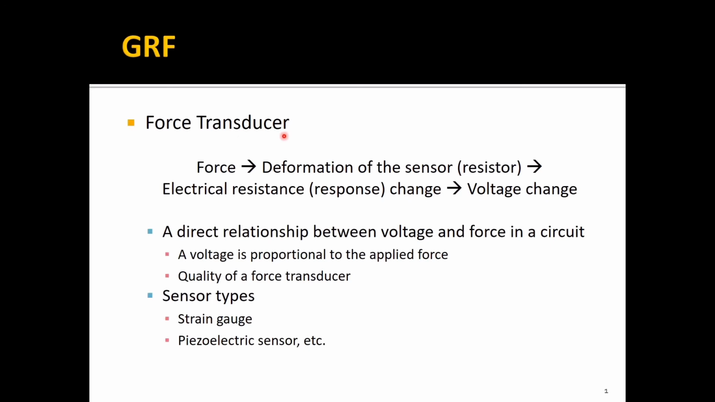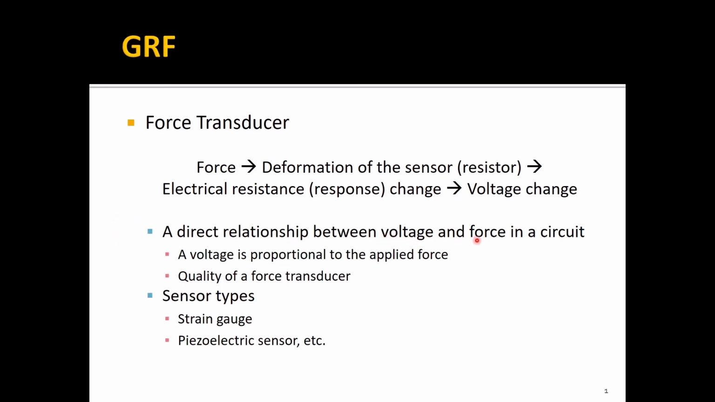There's a sensor in force transducers. When a force is applied to force transducers, the force results in the deformation of the sensor that serves as a resistor. Then the deformation causes an electrical resistance change of the sensor. This electrical change alters the voltage.